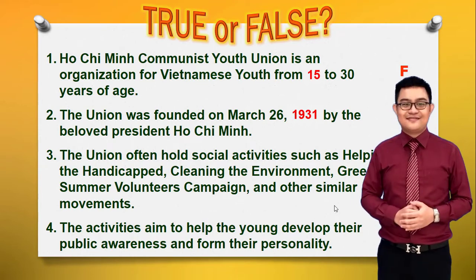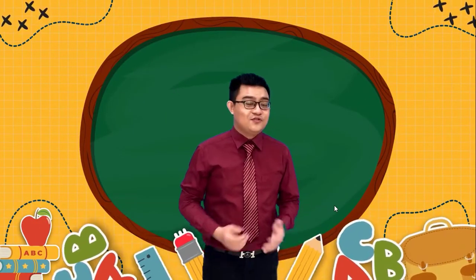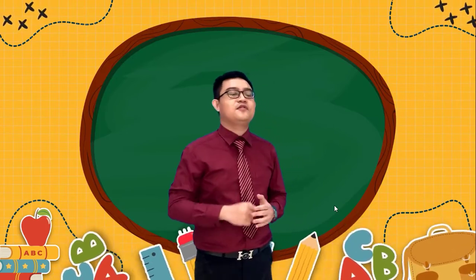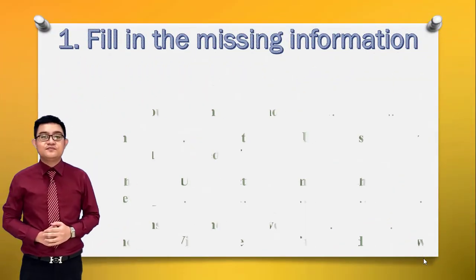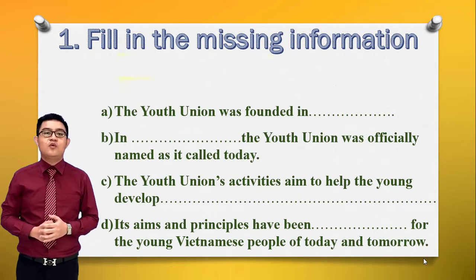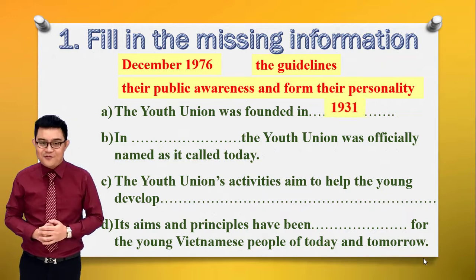Now please check your answer. In order to make sure you understand the meaning of the reading passages, let's view some missing information. Statement A. The Youth Union was founded in 1931, right?